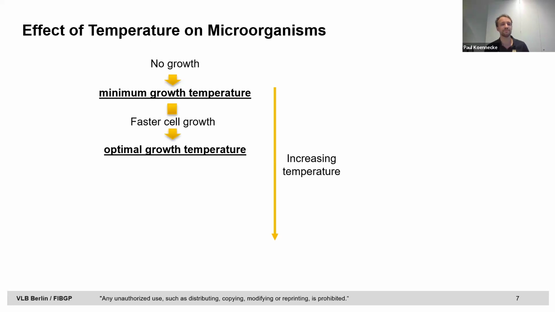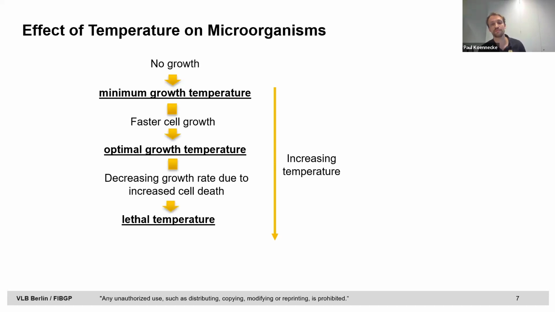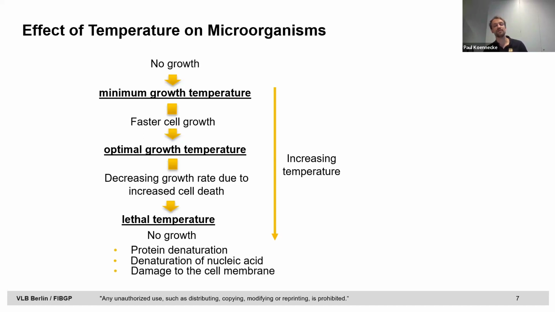For yeasts, that's also media specific, but around 28 to 30 degrees, depending a little bit on the type. And then when we go higher with temperature, we will see a decreasing growth rate due to an increased cell death while we still have a growth rate, until we reach the lethal temperature where very fast our microorganisms will die, and you will see no growth anymore. And this is mainly due to 3 points: protein denaturation, the denaturation of nucleic acids, and the damage of the cell membrane. So the very inner parts of the cells are just destroyed.